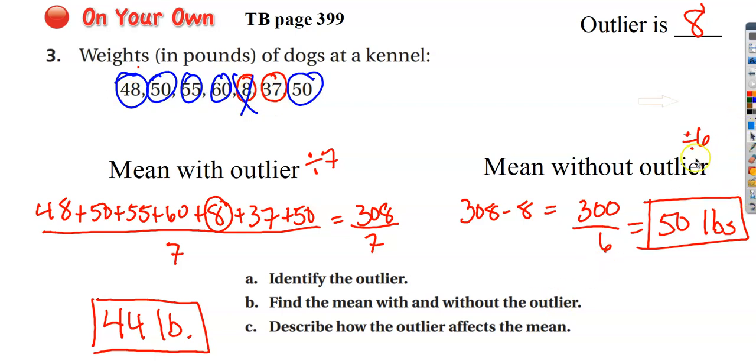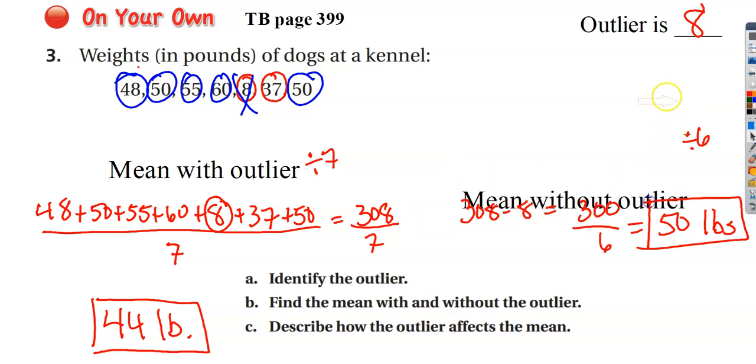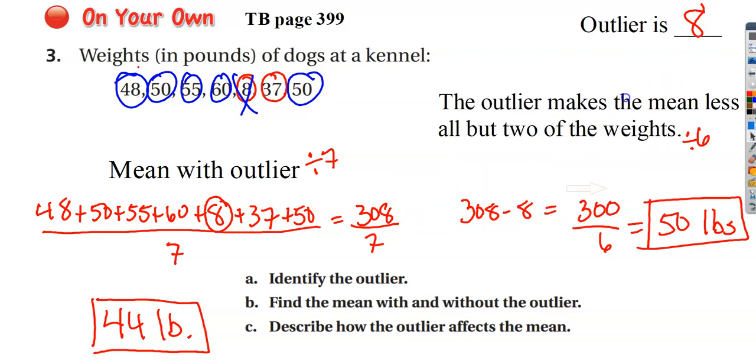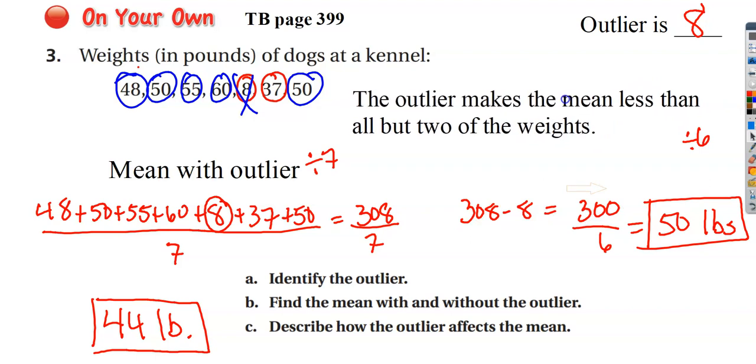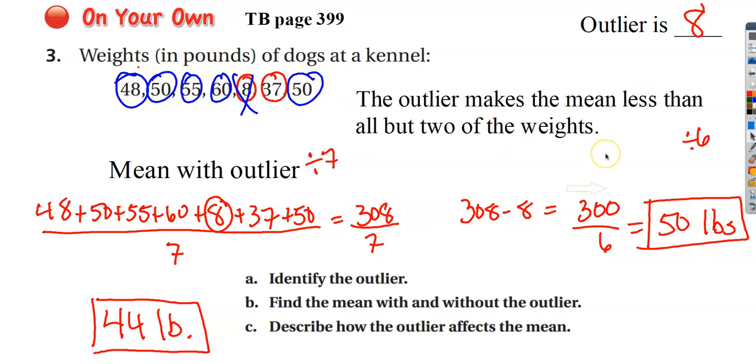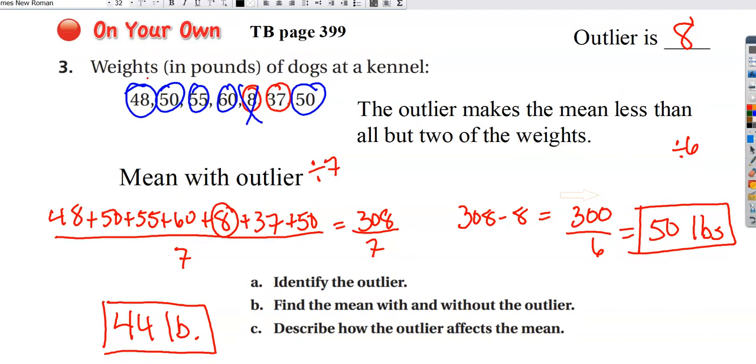Okay, so now I am going to make sure you pause the video and come up with, in your own words, a description of how the outlier affects the mean. And I will show you, oops, not there, it's here. Okay, so the outlier makes the mean less than all but 2 weights. But the way that I like to say it is more like this.